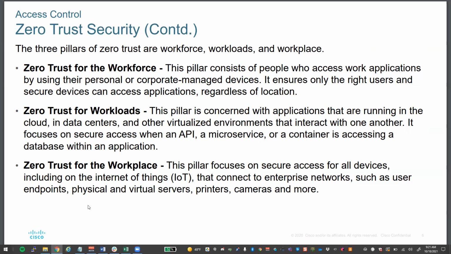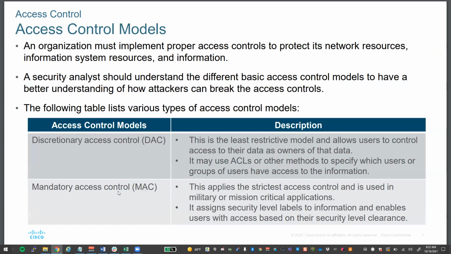You have zero trust for workloads, which is concerned with the applications running in a cloud, the data center, or other virtualized environments. And then you have the workplace itself, which is all the devices like Internet of Things devices connected to the enterprise network, user endpoints, physical machines, virtual machine servers, printers, cameras, etc. As such, an organization must implement proper access controls to protect all of those. There are different ways of doing that with access controls.